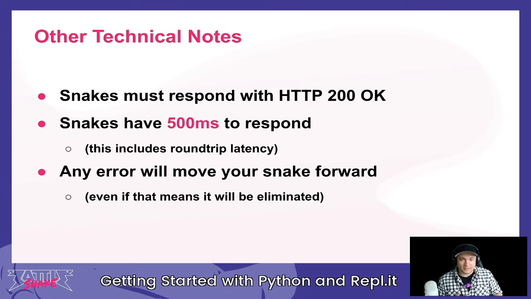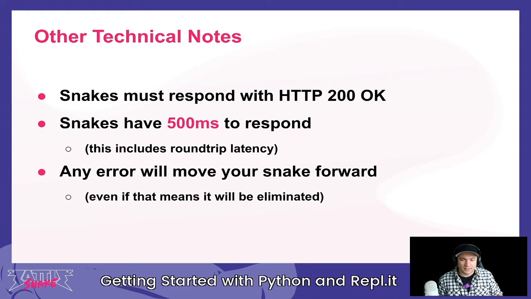You also want to note that 500 milliseconds includes round trip latency, so it's measured from the side of the game engine. So any ping latency between the game engine and your Battlesnake server will also need to be taken into account. If you're new to Battlesnake and you're new to web programming, don't worry about that so much. 500 milliseconds is a ton of time if you're using Repl.it like we are today, or any sort of modern cloud provider. You're not going to have a problem with that, so don't worry about it too much. That's mostly if you're trying to optimize the compute time or the response time of your Battlesnake in the more complex use cases.